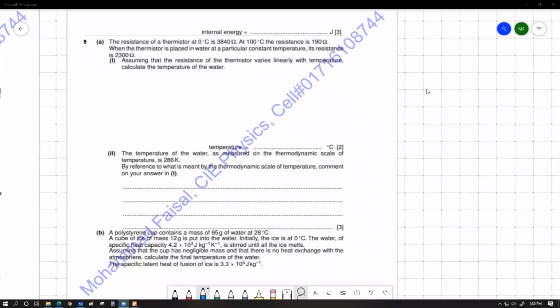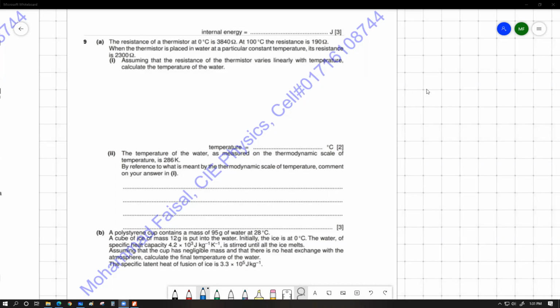Worksheet question number 9. It's about a thermometer. So have a look at the question. The question says the resistance of a thermistor at 0 degrees Celsius is 3840 ohm. At 100 degrees Celsius, the resistance is 190 ohm. When the thermistor is placed in water at a particular constant temperature, its resistance is 2300 ohm. Assuming that the resistance of the thermistor varies linearly with temperature, calculate the temperature of the water. This is actually pretty simple.